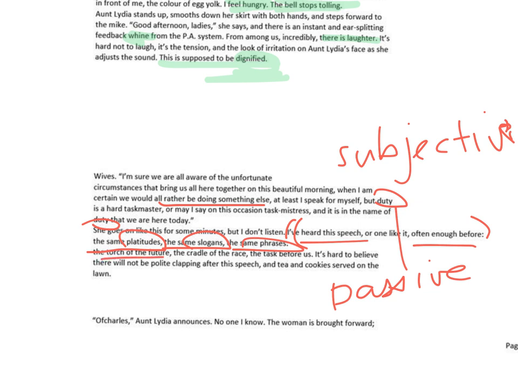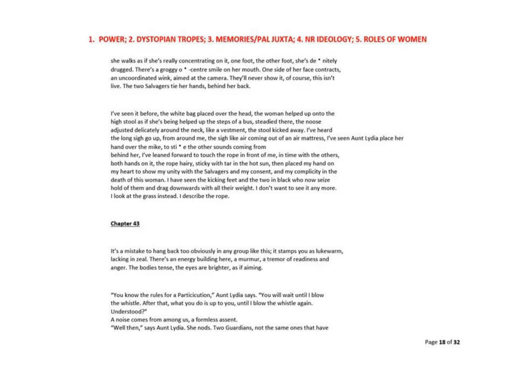The torch of the future, the cradle of the race, the task before us. It's hard to believe there will not be polite clapping after this speech, and tea and cookies served on the lawn. So there you go. It's the Great British Bake Off, but with a little bit of murder involved. So tea and cookies served on the lawn. Okay, more juxtaposition here, designed to unsettle the reader and show the hypocrisy of Gilead.